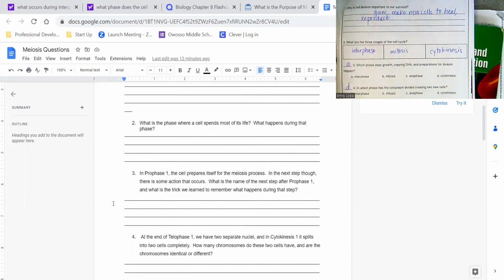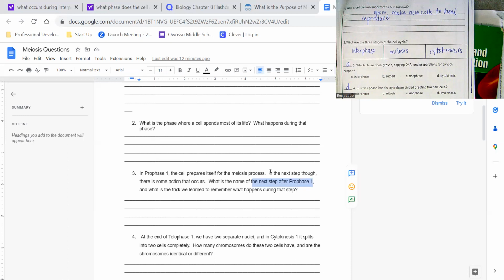So we're talking about metaphase. Is that what you said? Metaphase 2? So the next, you could copy and paste starting right here. The next step after prophase 1, guys, it's really unhelpful. Let's go. The next step after prophase 1 is metaphase 2.